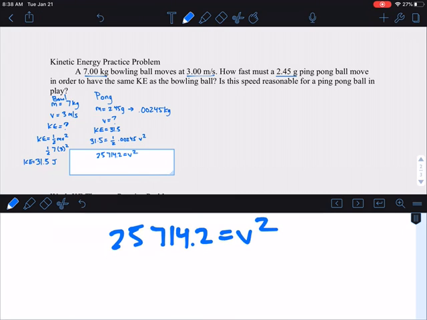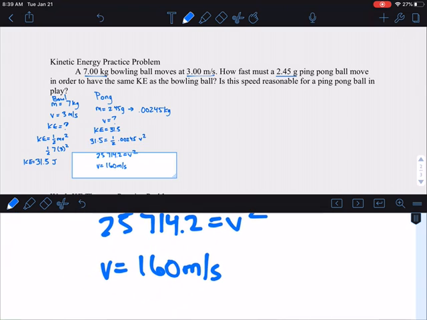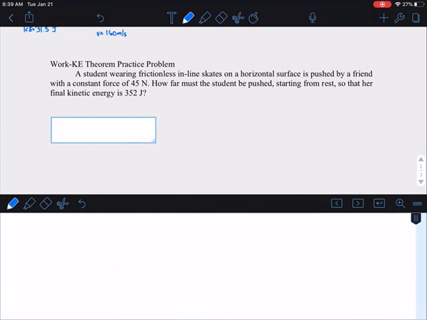I get a speed of 160 meters per second. I'll let you convert that into miles per hour or look it up online to figure out, is that a reasonable speed for a ping pong ball in play? 160 meters per second. All right, let's go ahead and move on.